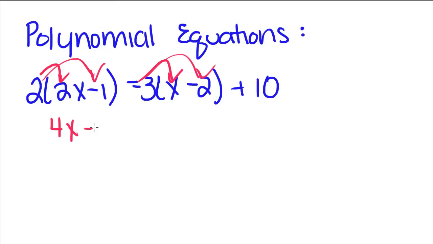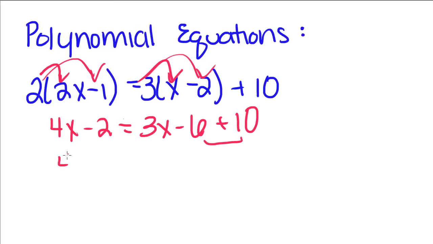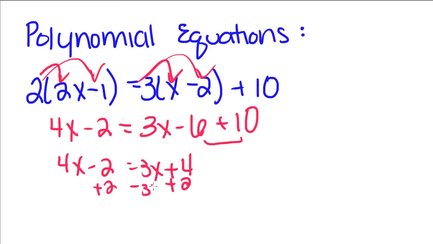So 4x minus 2 is equal to 3x minus 6 plus 10. If I combine these two, I get 4x minus 2 equals 3x plus 4. I'm going to add this 2 over and subtract this 3x over, and I get x is equal to 6.